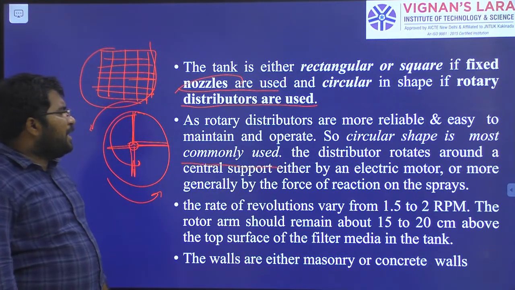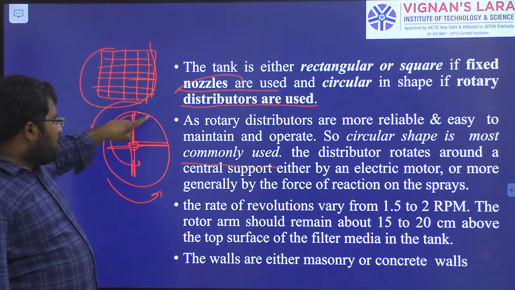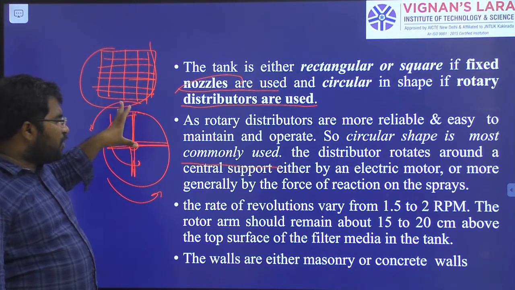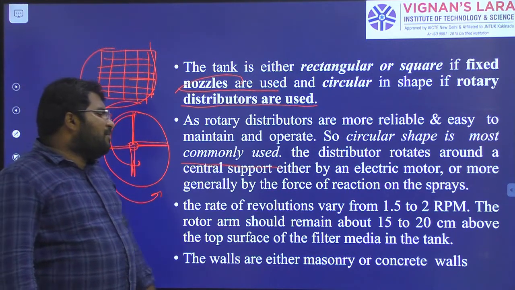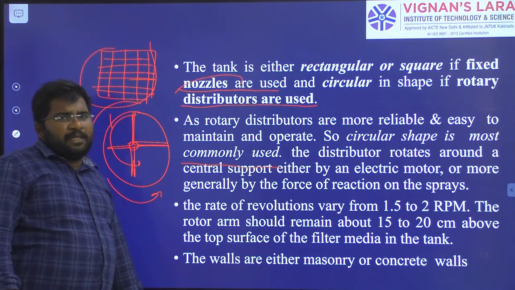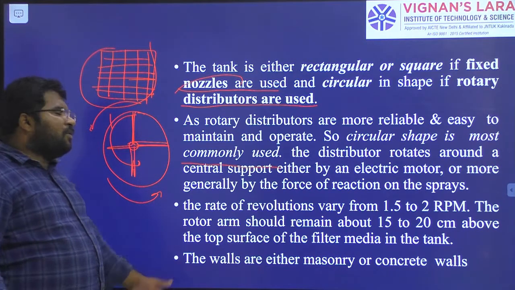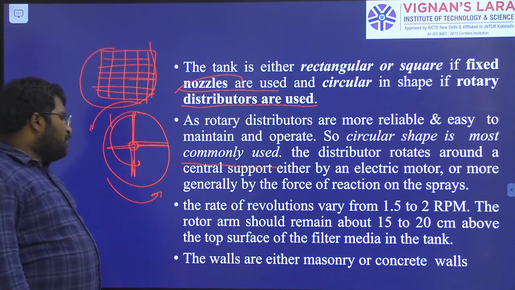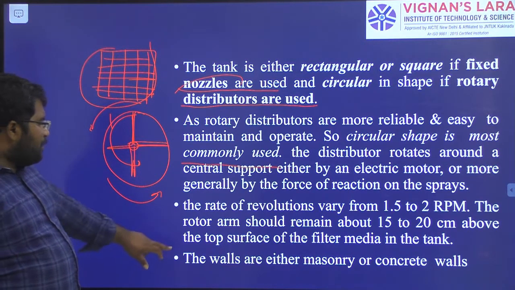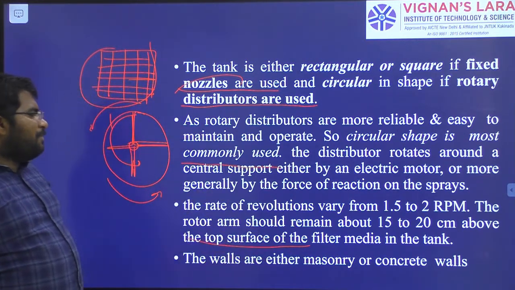The distributor rotates around the central support either by an electric motor or, more generally, by the reaction force of the spray. The rate of revolution may vary from 1.5 to 2 revolutions per minute. Okay, very slowly, around 2 rotations per minute. The rotor arm should remain about 15 to 20 centimeters above the top surface of the filter media. Above the filter media it is going to be located.